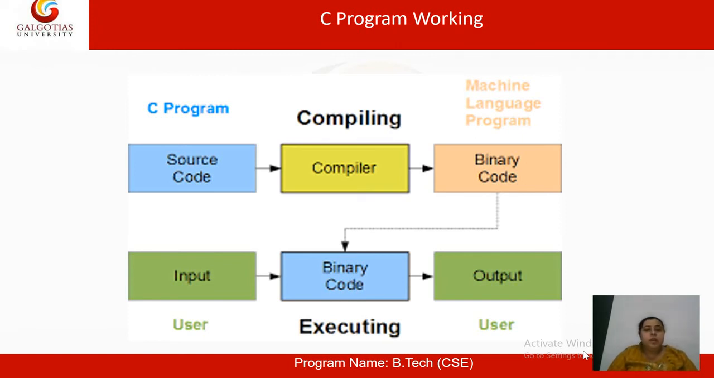Whatever you are writing is source code. So you type your source code, and the compiler does the compiling, because your C++ is a compiler. Now what does the compiler do? It converts your program into binary code, that's your machine-level program. Now this binary code takes the input while executing and gives us an output. This input is given by the user and output is also given to the user. This is how a normal C program works.